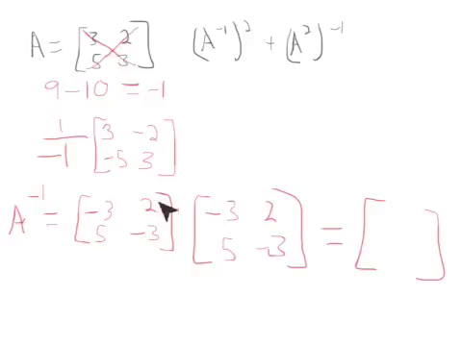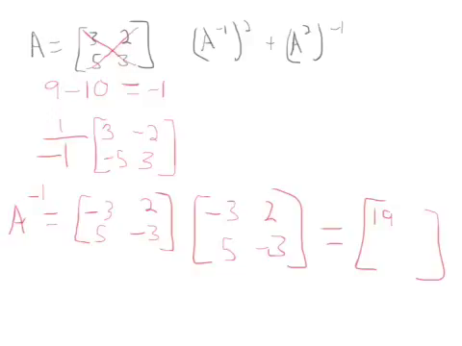When I multiply row 1, column 1, I take this negative 3 times this negative 3. I get a positive 9, plus this 5 times this 2, which gives me 10. So positive 9 plus 10 will give me a 19. That goes in the top left, because we're taking row 1 multiplied by column 1, so it goes in row 1 and column 1 of this new matrix.